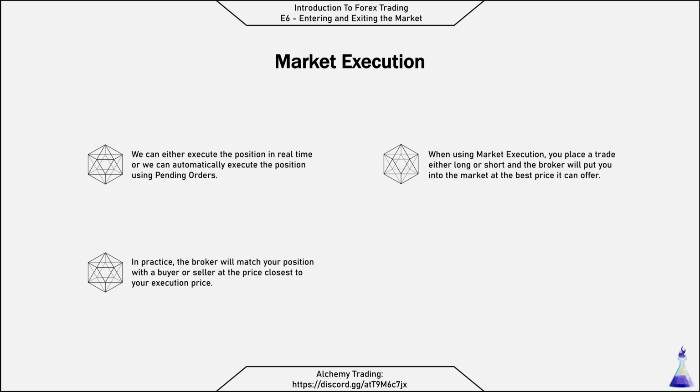Market execution is a very popular style of execution, but we do not believe that it is the best option. The major downside of market execution is obviously the fact that you may miss trades from time to time if they occur when you're not directly paying attention to the charts.